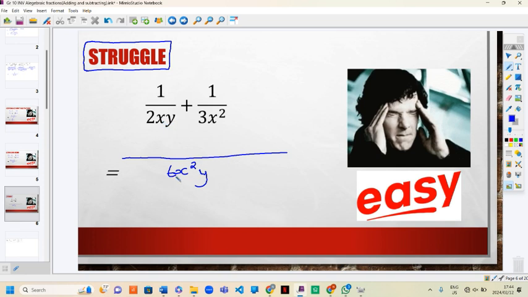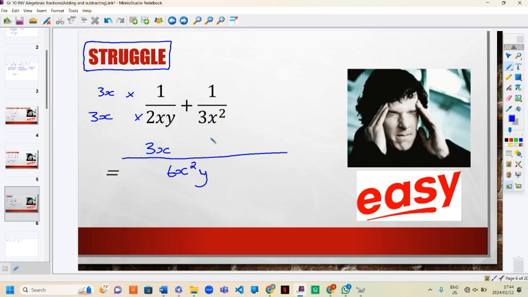Okay, I multiplied by 3x. Very good. 3x times 2xy is going to be 6x squared y. I can't do that just at the bottom. I need to do that at the top as well. What is 3x times 1? Got 3x. Fantastic.